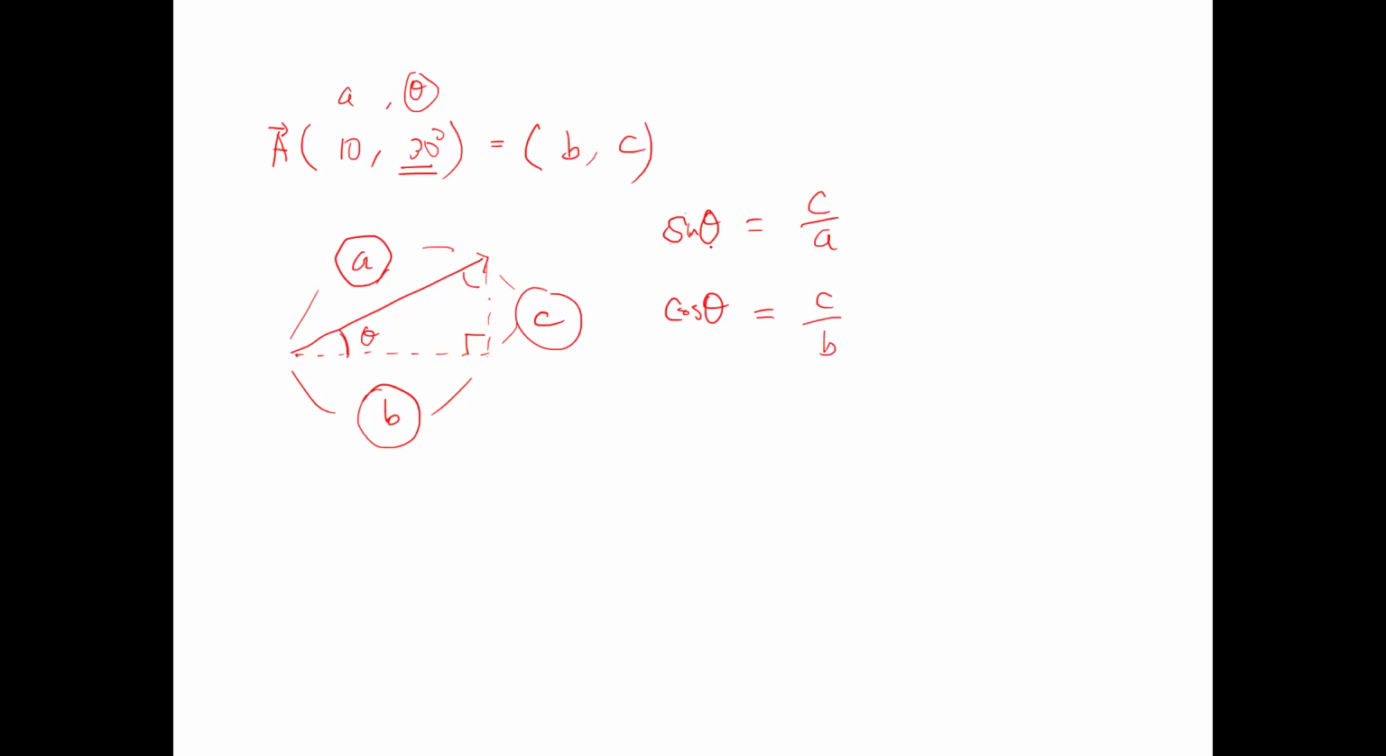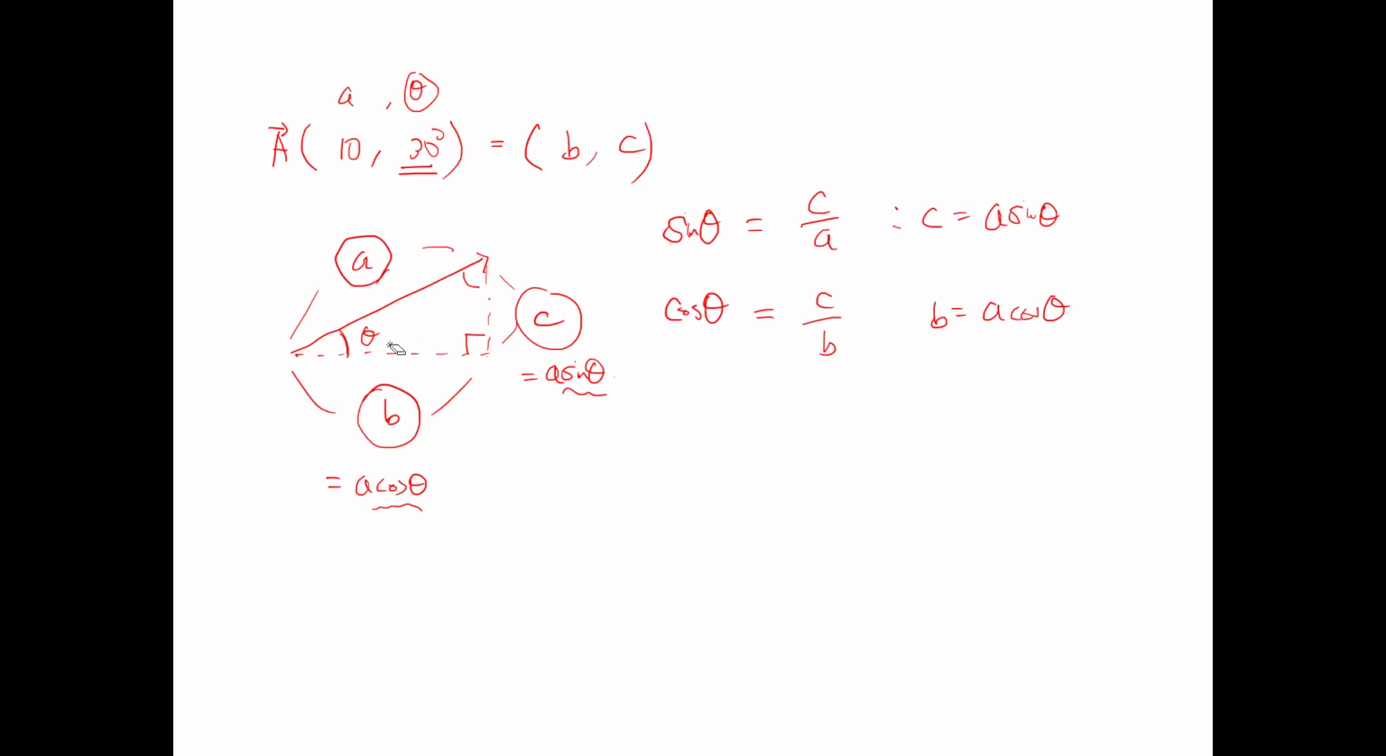So if you multiply A on both sides, you see C equals A sine theta. B is A cosine theta. So in other words, B is A cosine theta, and C is A sine theta. Right? So how do you remember this one? Because this B is adjacent to this angle, right? And this C is opposite to the angle, right? So if it's adjacent, cosine; opposite, sine.